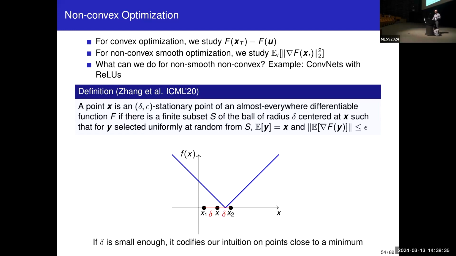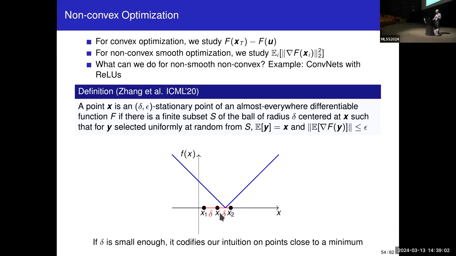And why is this a good point? Because if I take, for example, x1 and x2, and these points, by the way, have to be at most delta away from x, and this is exactly the delta here. If I take these 2 points and I take the average of the gradient here and the average of the gradient here, the average of the gradient is 0. And this basically codifies the fact that this is a good point.